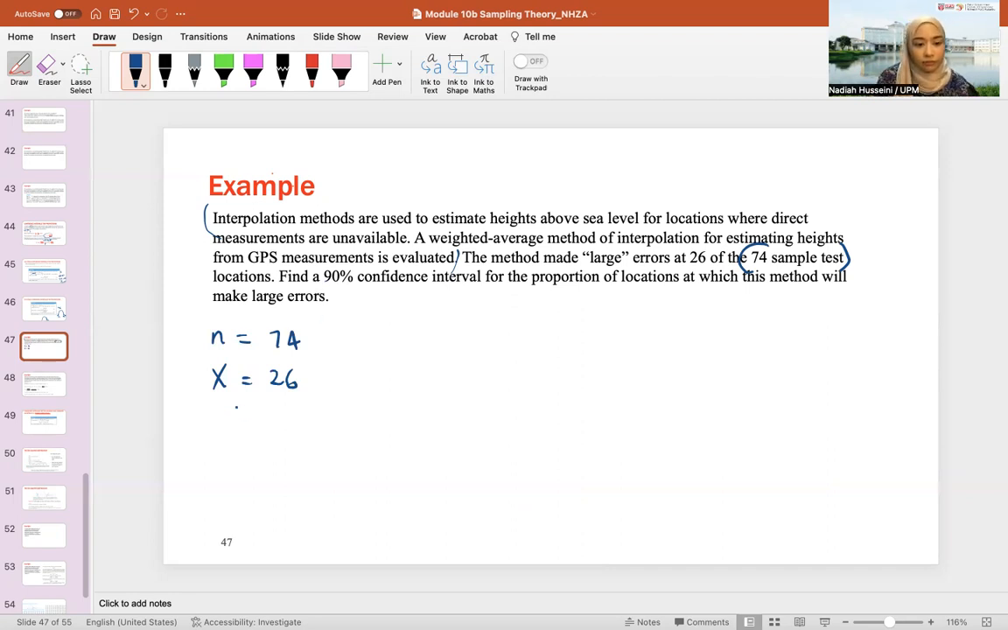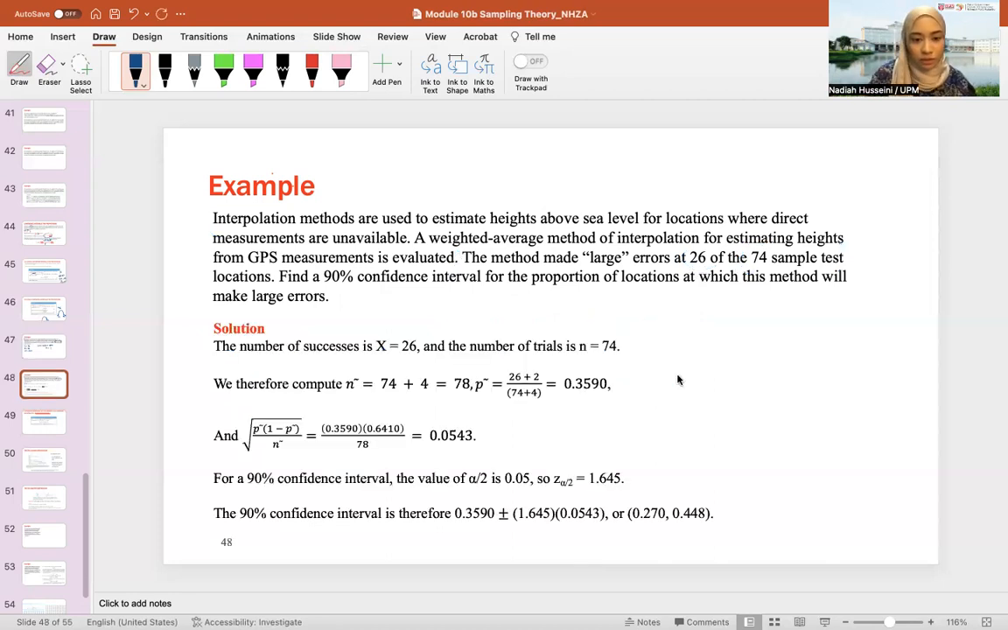Find a 90% confidence interval. The CI is going to be 90% for the proportion of locations at which this method will make large errors. So yes, indeed, we are talking about the locations where the method made large errors, which was 26 out of the 74. So 1 minus alpha times 100% is going to be 90%. So solve for your alpha. I don't remember what the value for alpha is, so let's see the solution.